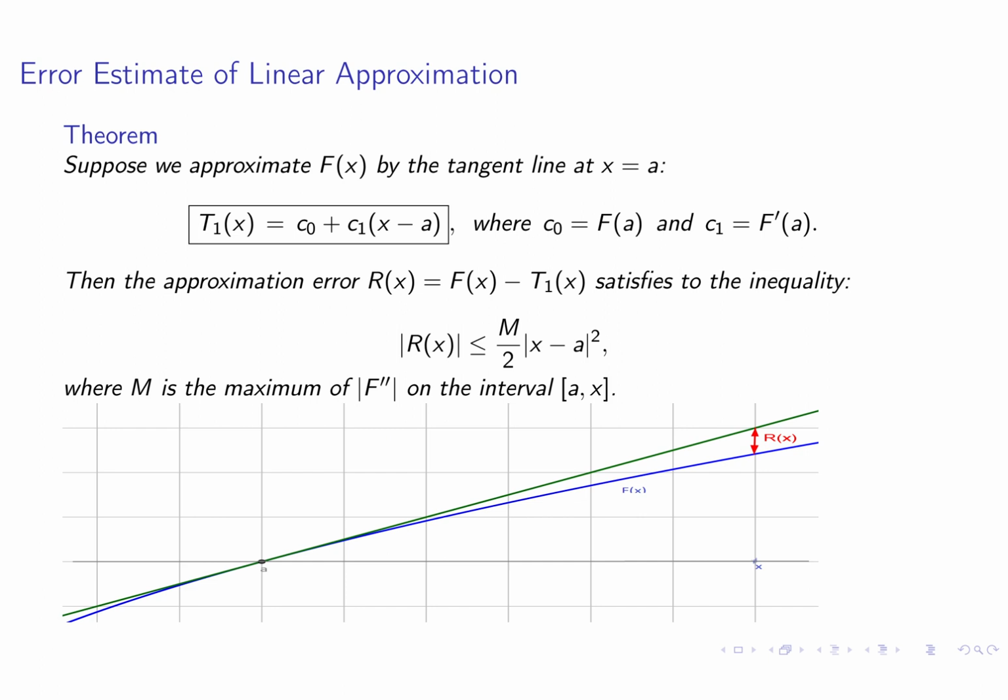Let's summarize our findings in the following theorem. Suppose we approximate some function f of x with a tangent line at the point x equal a. And suppose we want to estimate the error of this approximation at some value x. Suppose additionally we know that the second derivative of our original function on the interval between a and x does not exceed some value m. So we can think about m as the maximum of the absolute value of the second derivative on the interval from a to x. Then the gap between the original function and the tangent line does not exceed m divided by 2 times (x minus a) squared.